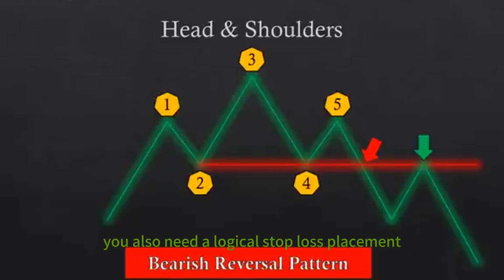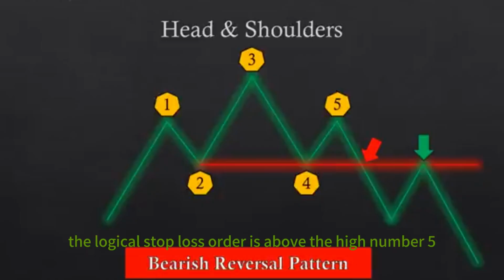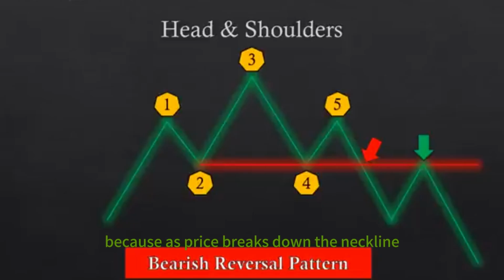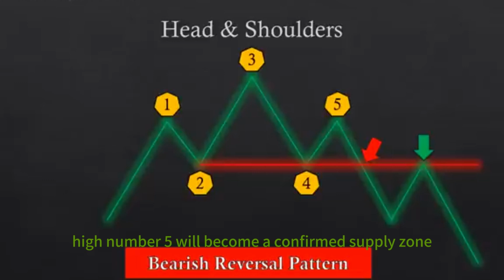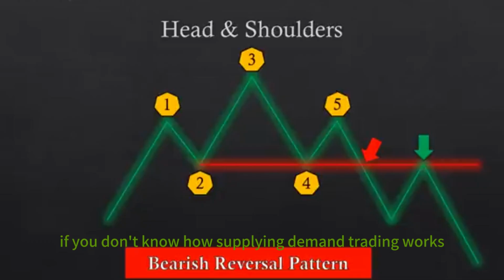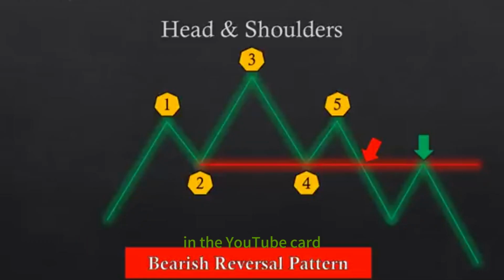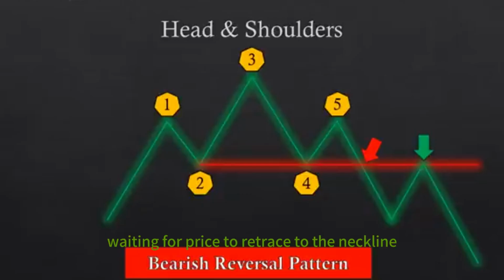Beyond the entry, you also need a logical stop loss placement and a logical target, and those will depend on the type of entry you choose. The logical stop loss order is above the high number 5 because as price breaks down the neckline, high number 5 will become a confirmed supply zone or a point where sellers confirm their power. If you don't know how supply and demand trading works, check out the Ultimate Beginner's Guide to Supply and Demand Trading in the YouTube card. This is the safest stop loss to use in a head and shoulders. Now you can begin understanding why waiting for price to retrace to the neckline is a better idea. It's because it will diminish the size of your stop.